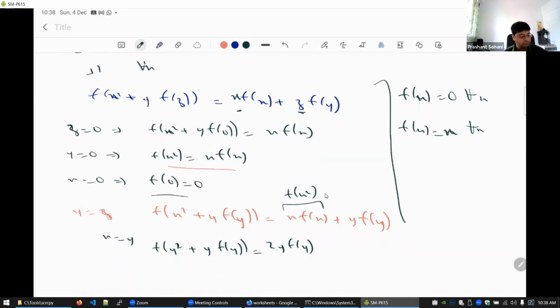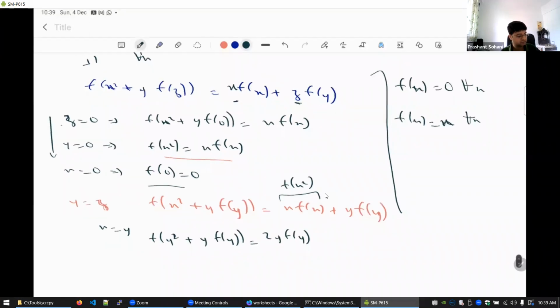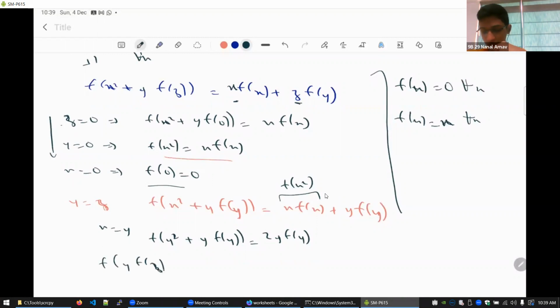So try to think of what parts of the original equation can be forced to be 0. Look at the order. We first put z equal to 0, then y equal to 0, then x equal to 0. So by the time we put x equal to 0, y and z were already 0. But what if we reverse the order? What if we put x equal to 0 first? Then what will the equation give us? F of y f of z is equal to z f of y.